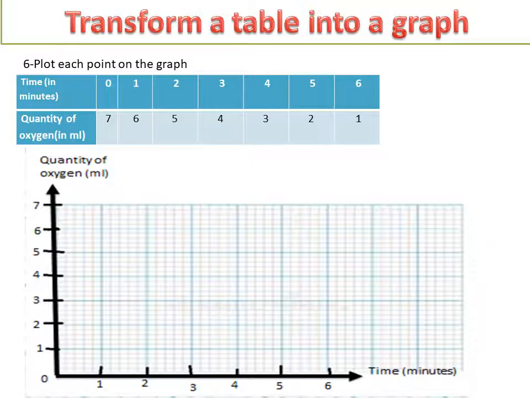Now, let's start plotting the points in order. The first point is at time 0, and the quantity of oxygen is 7. So the first point is here on the y-axis.